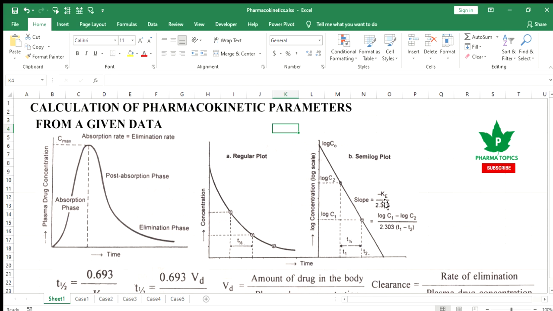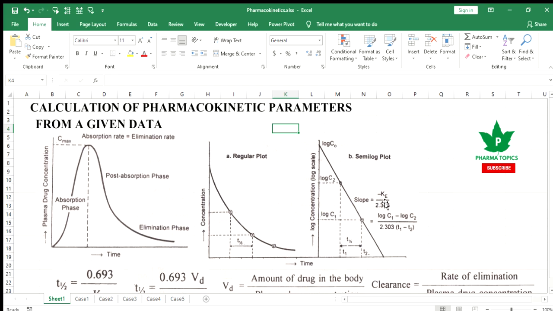Today, we are going to see the calculation of pharmacokinetic parameters from a given data. Basically, pharmacokinetics involves absorption, distribution, metabolism, and elimination. The kinetic calculations are very important in deciding the dose based on the patient profile. It is very critical in case of therapeutic drug monitoring also.